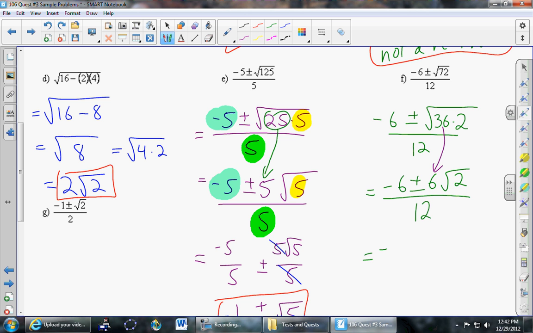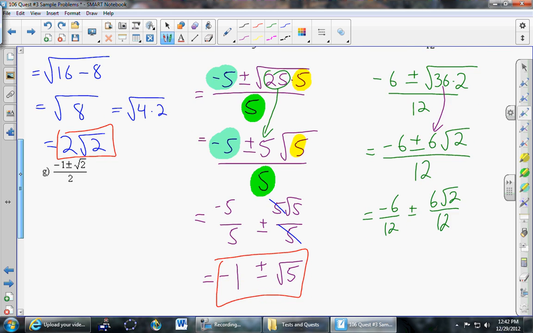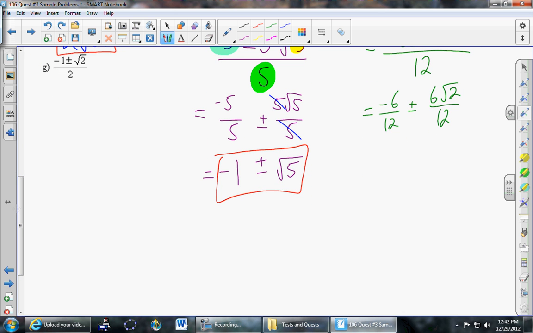Just as before, we'll split this into 2 fractions. And then simplify each fraction separately. So we get negative 1/2 plus or minus. There's another 1/2 there, but I'm not going to write the 1. So it's just plus or minus radical 2 over 2. And that's our final answer.